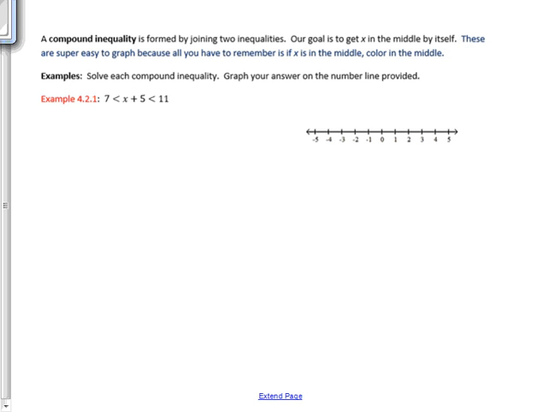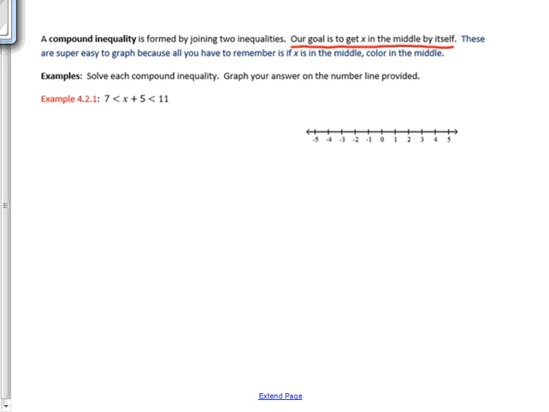So we are looking at some more linear inequalities, and we're looking at compound inequalities. A compound inequality is formed by joining two inequalities. Our goal, I want you to underline that sentence when you print this out, is to get x in the middle by itself. They're super easy to graph because if x is in the middle, what you can do is color or shade in the middle, like we did when we had these just to graph.